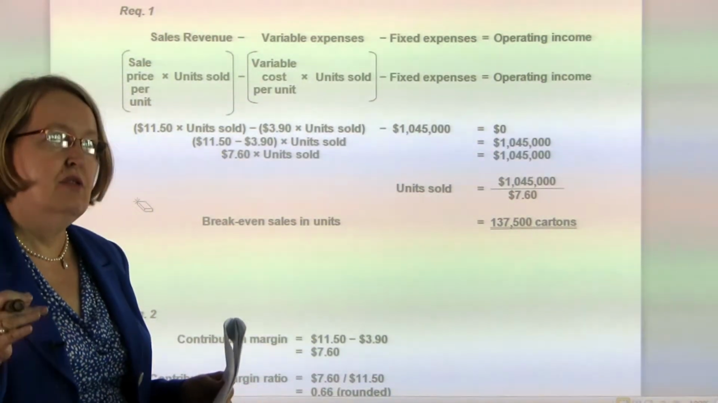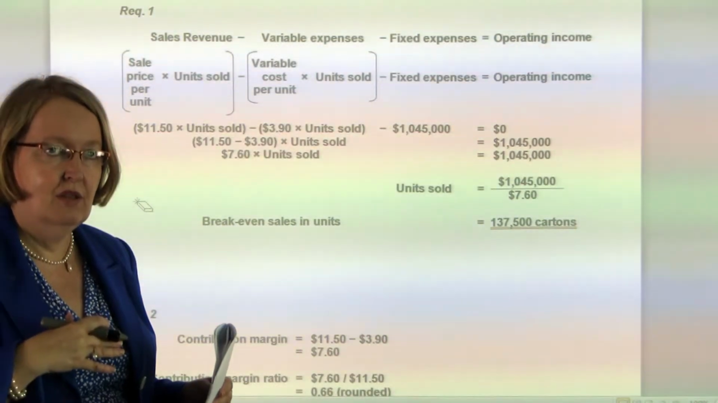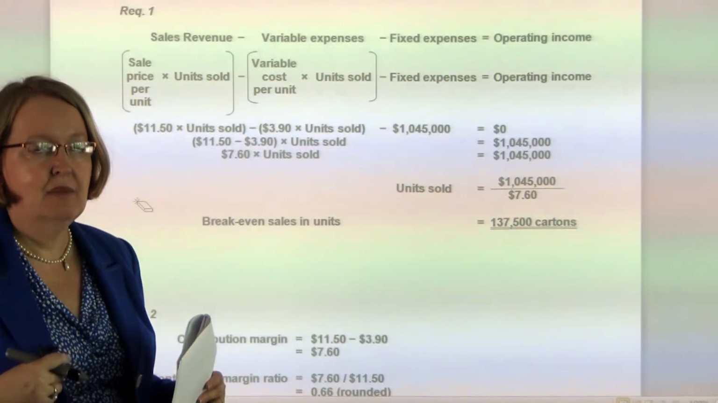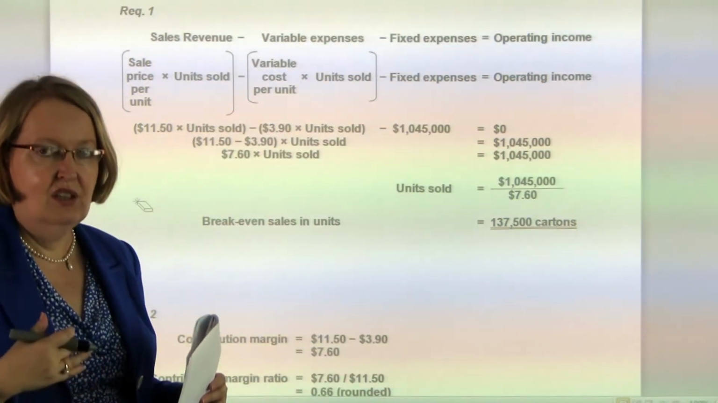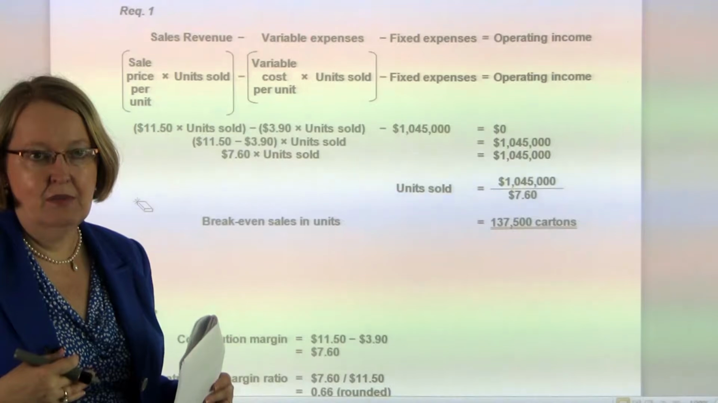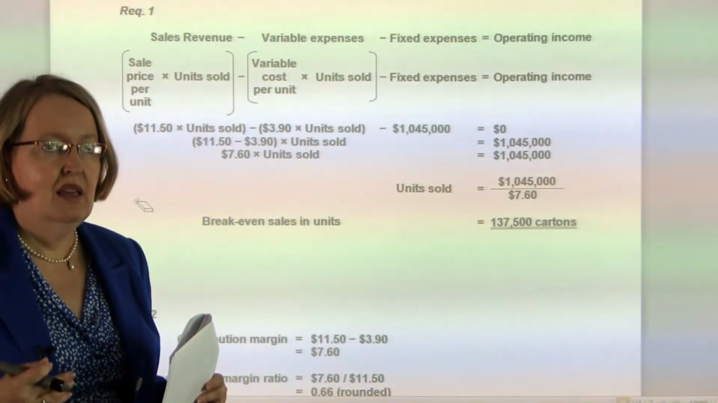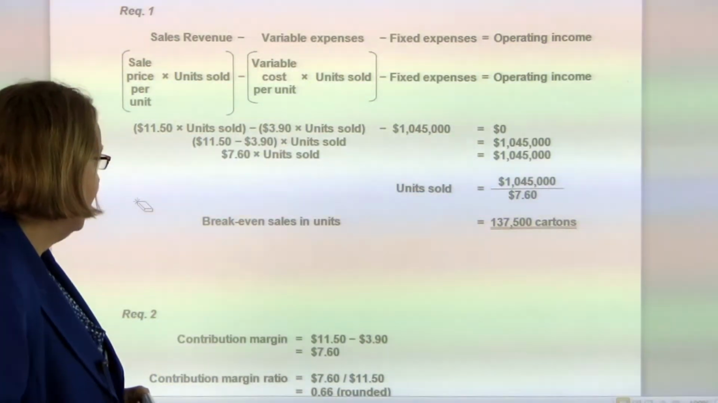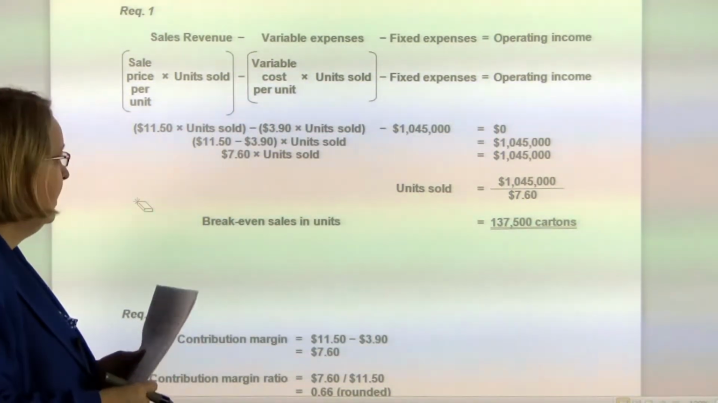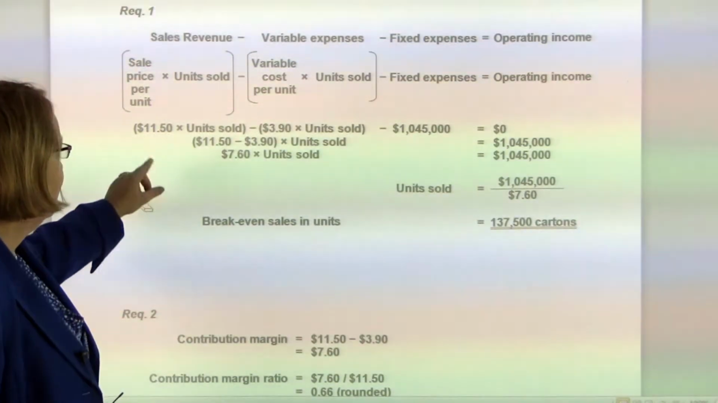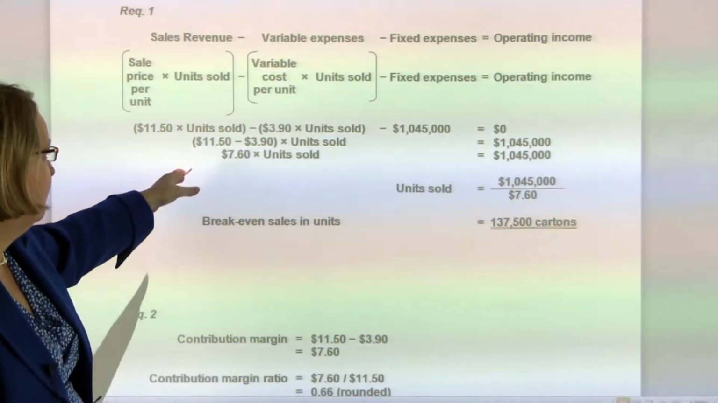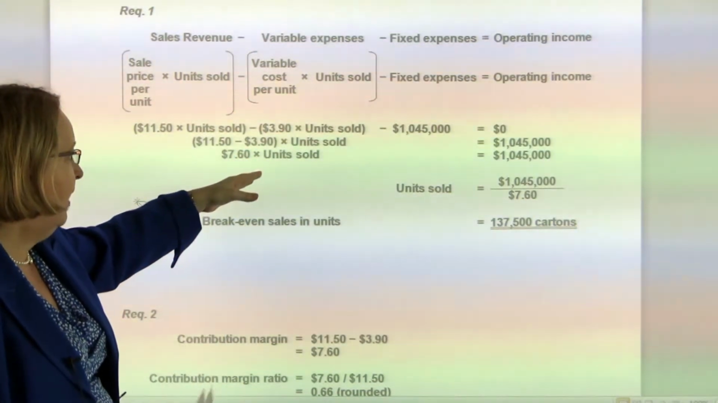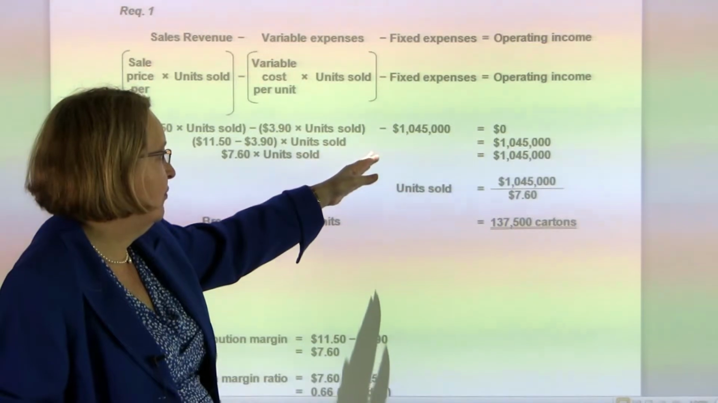Now you can use either the formula approach that we've just done using the equations, or you can use the income statement approach. It depends sometimes on the data you're given in the problem, and sometimes your own personal preference. So either is acceptable, and you'll be marked accordingly on an exam. Here we're told that the selling price is $11.50 per unit and the variable cost is $3.90 per unit. Our fixed expenses are $1,045,000.